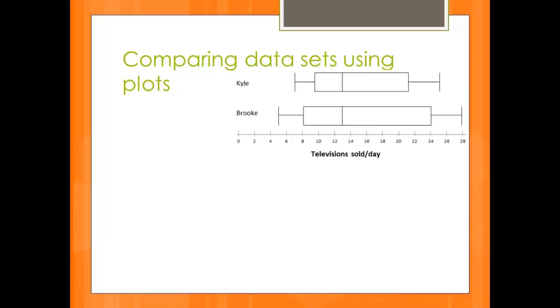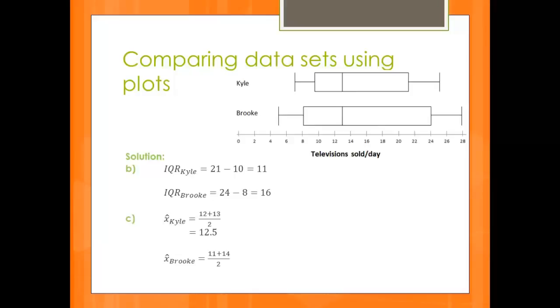Using results from our previous questions, we can calculate the interquartile range for Kyle by subtracting our lower quartile from our upper quartile to give us 11. The interquartile range for Brooke is calculated by subtracting 8 from 24 to give us an IQR of 16. Here are the calculations for the median from the previous question. So Kyle's median is 12.5 and Brooke's median comes out the same as 12.5.